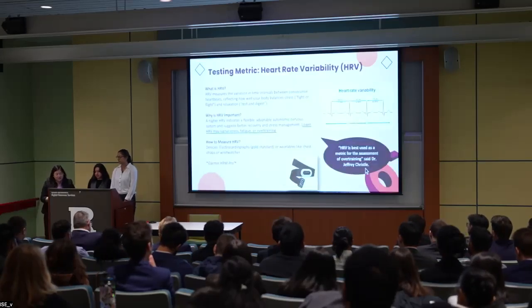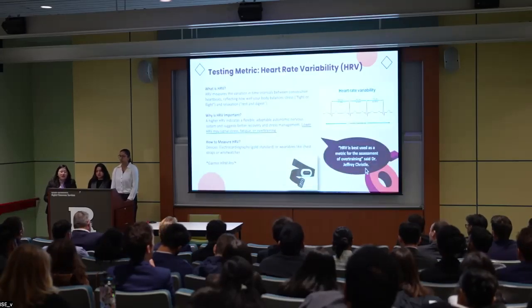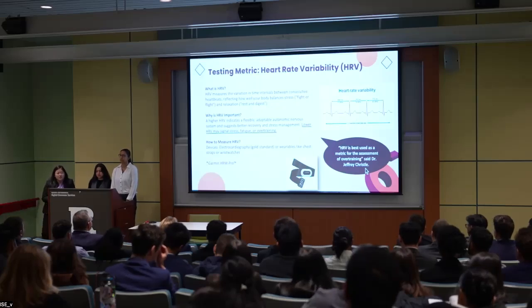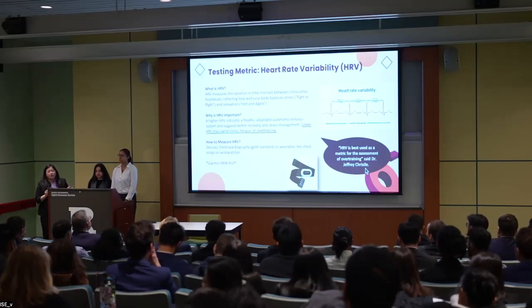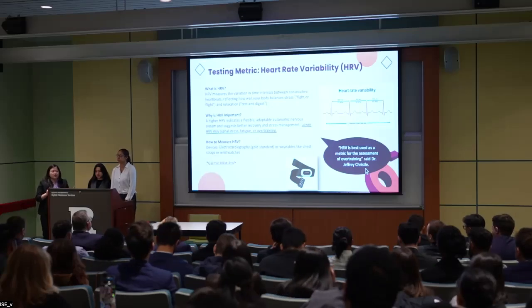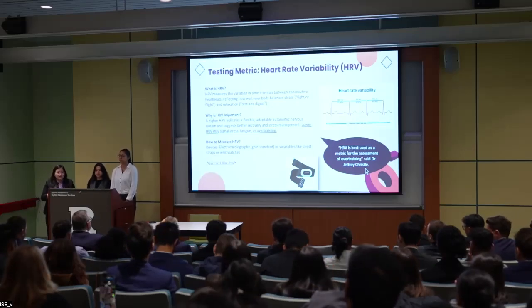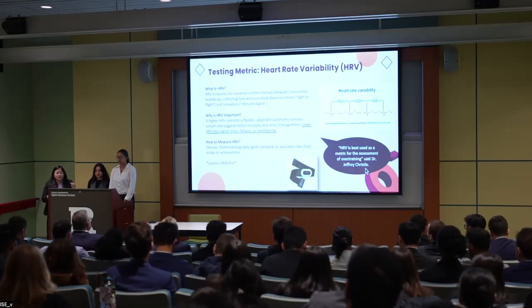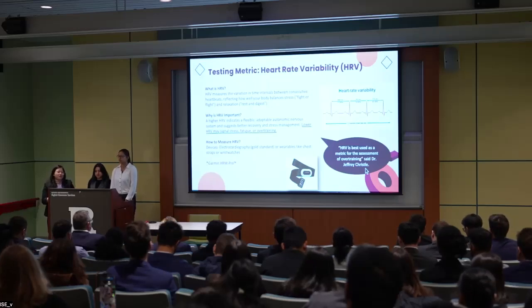And going on, since now you guys sort of know how our system works, how are we testing it? Our main testing metric is the heart rate variability. This is basically a measure of how your body responds to stress or relaxation. And why we're looking at it is because a lower HRV score can signify stress, fatigue, or overtraining, which is exactly what we're looking for.